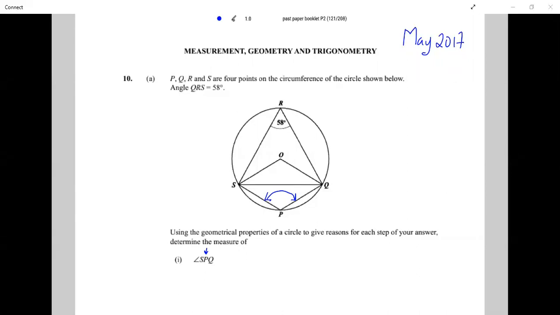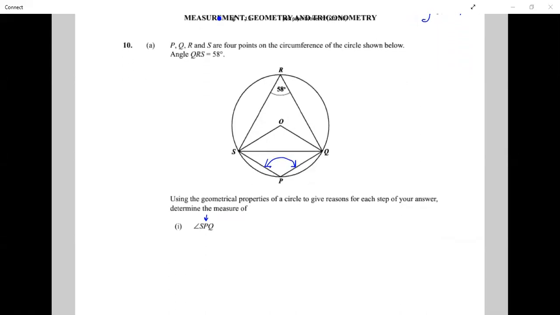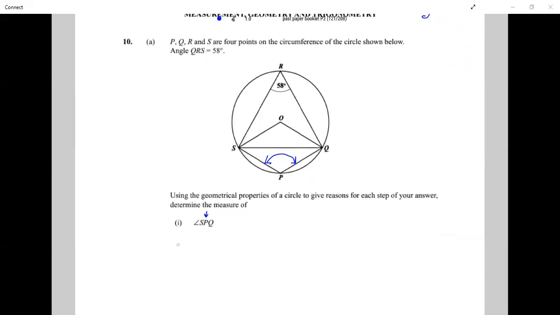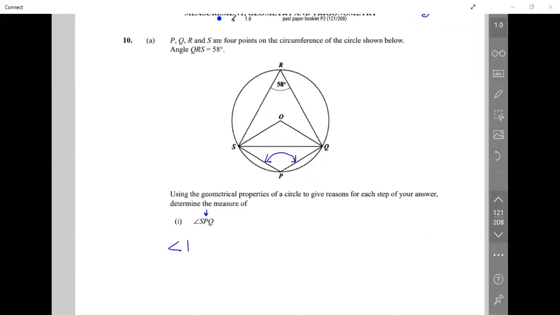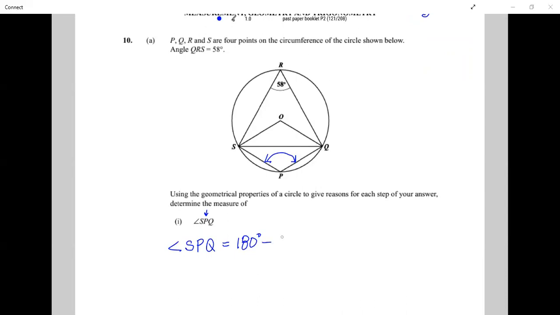PQRS is a cyclic quadrilateral, and opposite angles of a cyclic quadrilateral are supplementary. Therefore, angle SPQ is equal to 180 minus 58 degrees, which would make this 122 degrees.